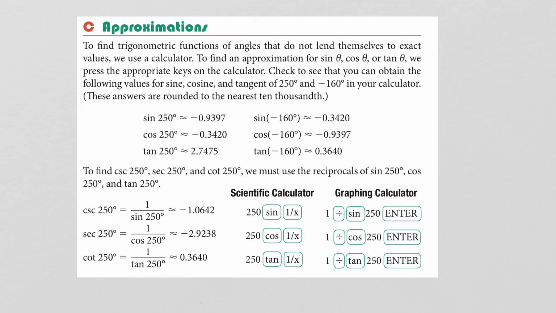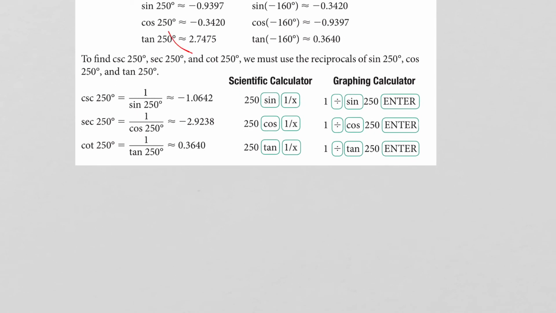So down below here, we have cosecant, secant, and cotangent. And in this case, all of 250 degrees. So the question is, how do you type these into your calculator? Well, the cosecant, we have to remember, is 1 over the sine, right? Because we don't have a cosecant button on our calculator. So to get the cosecant of 250 degrees, we do 1 divided by the sine of 250 degrees.